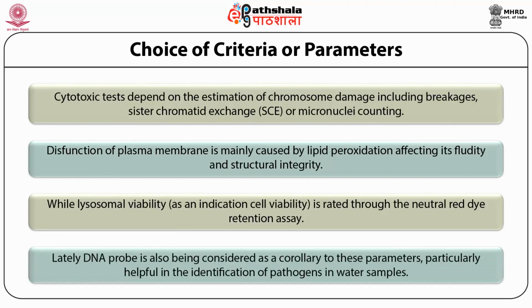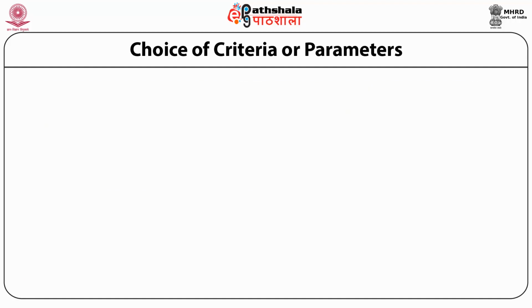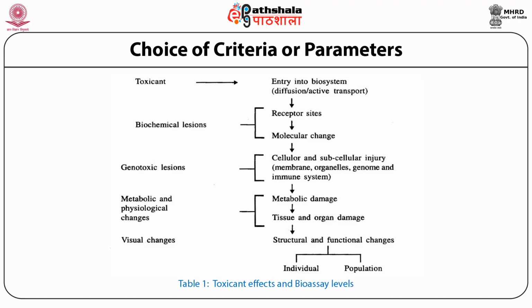Lately, DNA probe is also being considered as a corollary to these parameters, particularly helpful in the identification of pathogens in water samples. Table 1 explains the toxicant effects, and bioassay levels have been tabulated in Table 1. It is very clear from the table how toxicant enters into the biosystem. It may be by the process of diffusion or active transport, then it is taken by receptor sites, molecular changes, and all the route pathway is indicated there and how it comes into the individual and population level.